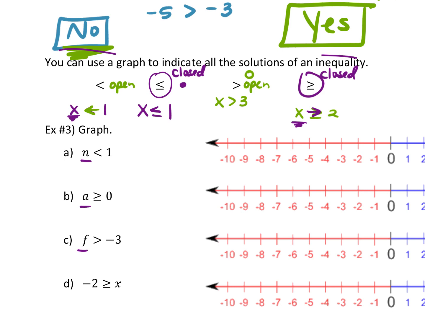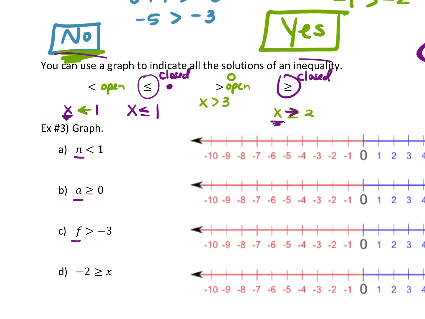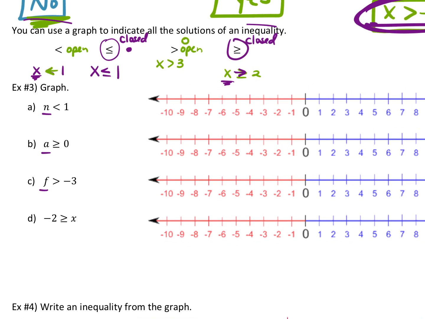Okay. So we're going to do 4 graphs right now. We're going to look at how would we graph this situation. This first one says, well, how would you say this? N is less than 1. Okay, so your variable is first, and you have no equal to bar. Is this going to be open or closed? This is open, okay? And whatever your number is, that's where the dot goes. So at 1, you're going to put an open dot. Don't fill it in.